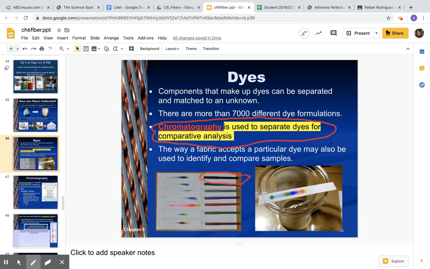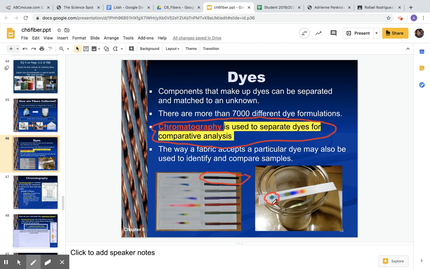So over here, we see a single chromatogram. So this paper is known as a chromatogram. We're going to pay a little bit more attention to it in just a second. But what we notice here is we have what's called an origin spot. So right there where I'm marking, that is the origin. And there is a line right here that is written in pencil. Pencil is extremely important.